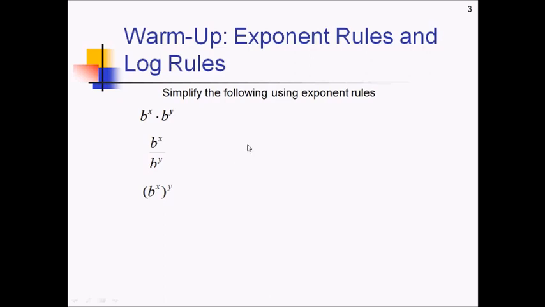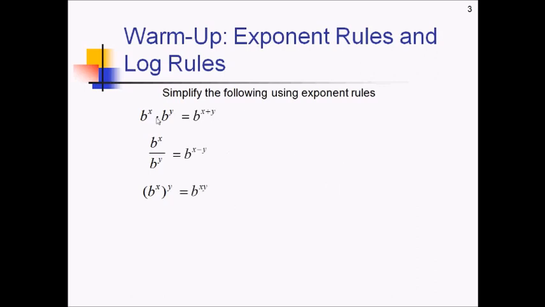All right, let's see what we got. For the first one, we're multiplying bases, so we have to add the exponents. The next one, dividing bases, we have to subtract the exponents. So this is b to the x minus y. And then for this last one, we just multiply the exponents together, b to the xy.